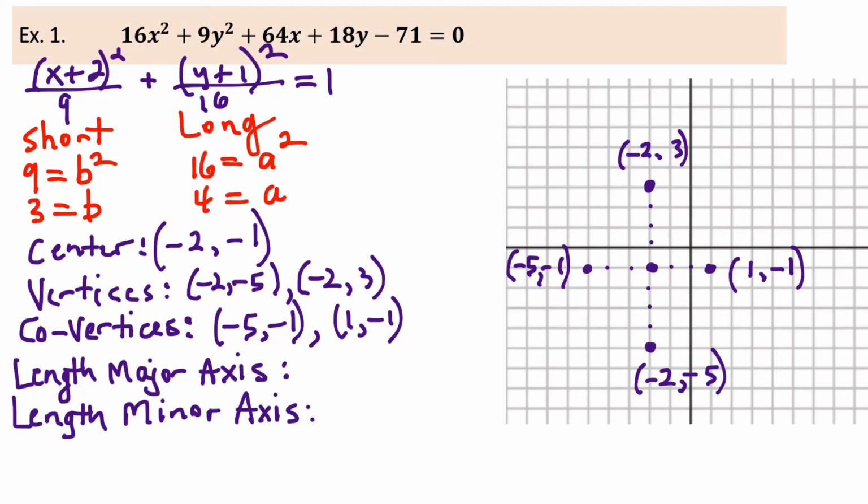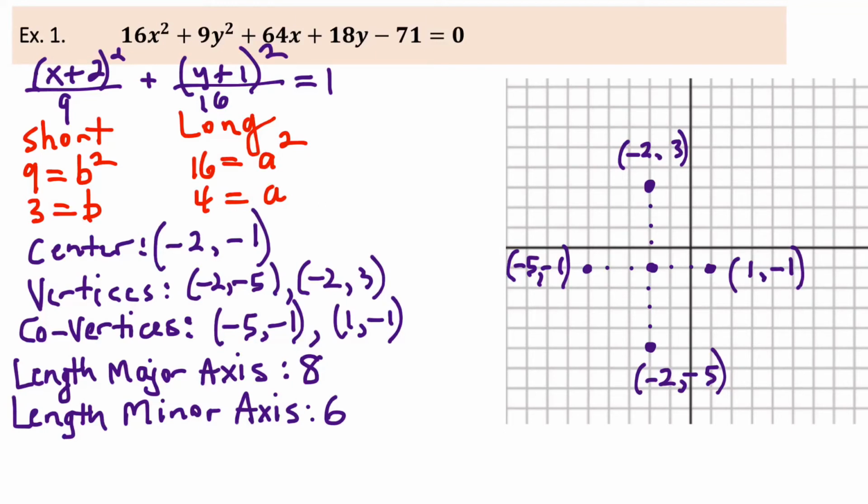Next, we need the length of the major axis. So the length of the major axis is 2 times this dimension A. So A is 4, so this is 4 and 4, that would be 8. And then the length of the minor axis is 3 plus 3, which would be 6.